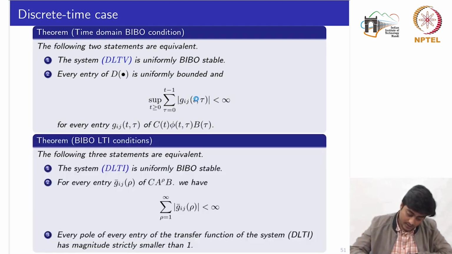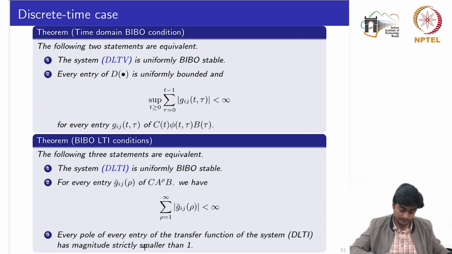We can also see the conditions for the LTI system. So we say that the linear time invariant system is uniformly BIBO stable if and only if for every entry G bar ij of CA^ρB we have this condition. And the third statement is basically in the frequency domain, which says that every pole of every entry of the transfer function of the discrete time LTI system has magnitude strictly smaller than 1. Basically it should be inside the unit circle.